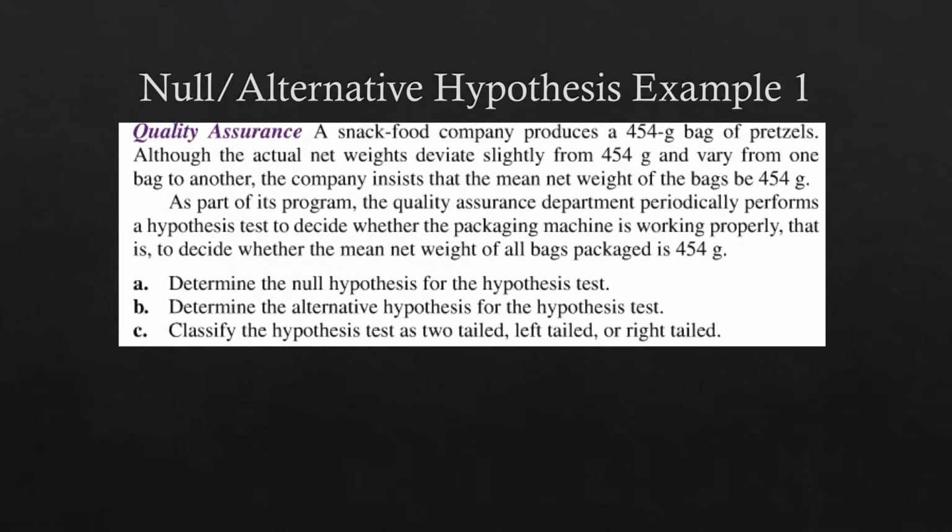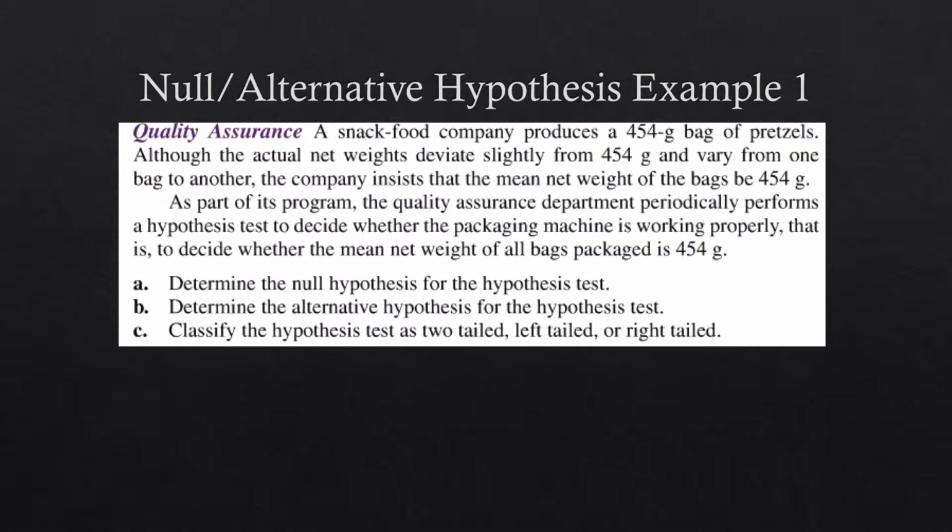All right, so let's look at an example here. A snack food company produces a 454-gram bag of pretzels. Although the actual net weight deviates slightly from 454 and varies from one bag to another, the company insists that the mean net weight is 454. As part of its program, the Quality Assurance Department periodically performs a hypothesis test to determine whether the packing machine is working properly. That is, to decide whether the mean is 454.